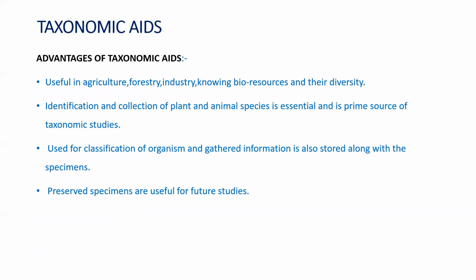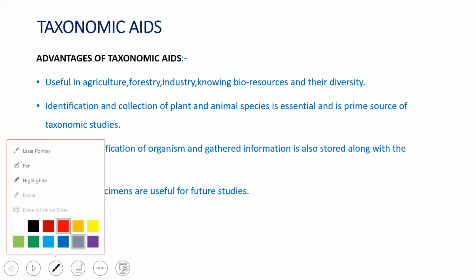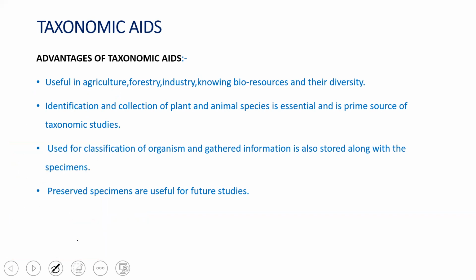So let us understand what exactly is taxonomic aid. Taxonomy, we know that it is the branch of biology which deals with the identification, naming, classification, and characterization of a living organism. And to understand that particular living organism, scientists or the taxonomists have to use these taxonomic aids for their betterment. So there are certain advantages of taxonomic aids.